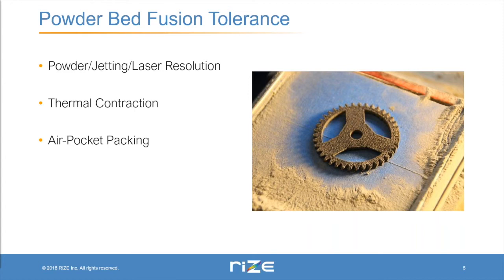Then another effect that is unique to powder bed fusion is air pocket packing. So as each layer of the part is produced, additional powder will be applied to the top of the powder bed, and it gets packed down to ensure that no air pockets will form inside the part and create weak points or cause the part to break as it's printing. But in some cases, it's not a perfect process, and air pockets can still form, and this results in the part warping slightly as the powder above it gets packed more.